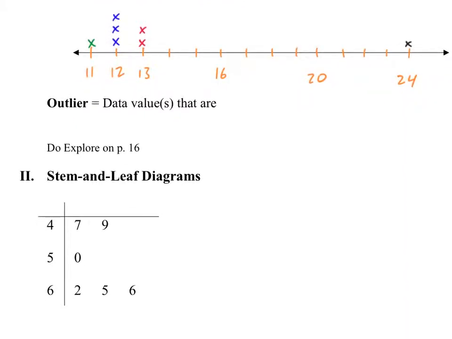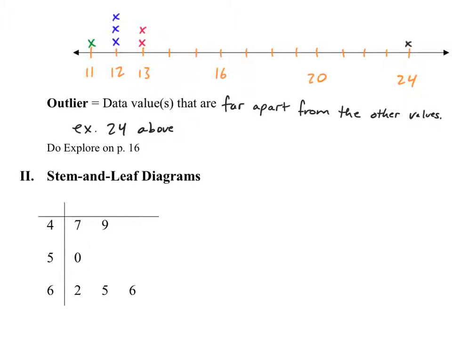So outliers, those are data values that are far apart from the other values, or from the other data, you could say. So when we look at that age one, you could say example 24 above is an outlier. All right, so that is going to be the line plots.